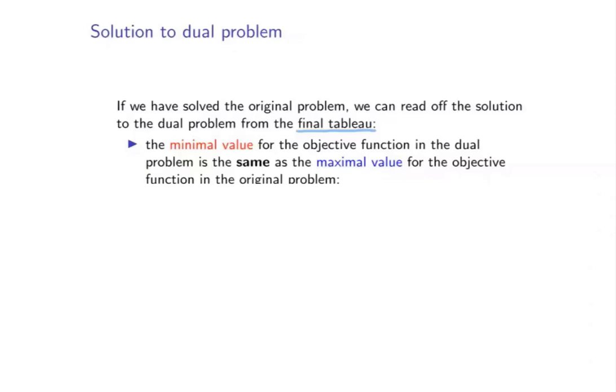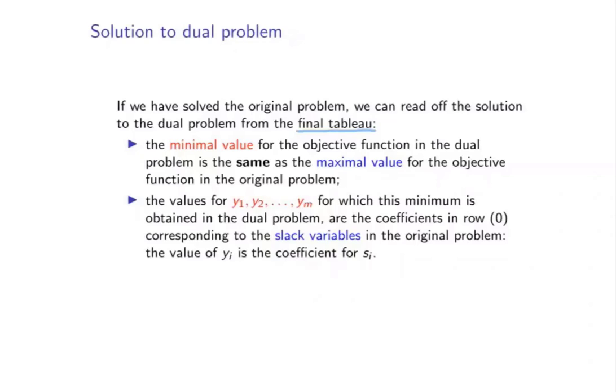More specifically, the minimum value of the objective function in the dual problem is the same as the maximum value of the objective function in the original problem. Besides, there are also other common features we can observe from both of the linear programming problems. Namely, the value of y1, y2 up to ym, for which this minimum is obtained in the dual problem, will be the coefficients in row 0 corresponding to the slack variables in the original problem. The value of yi is the coefficient for si.